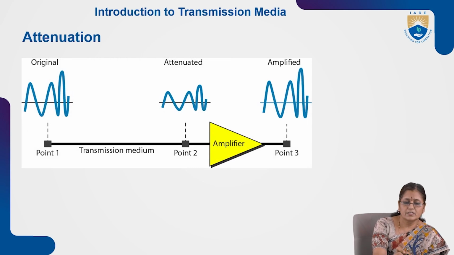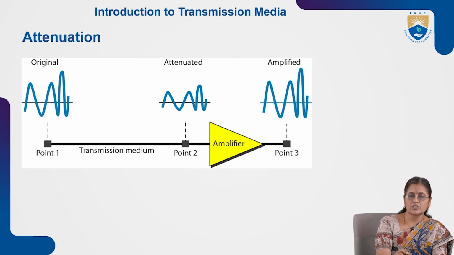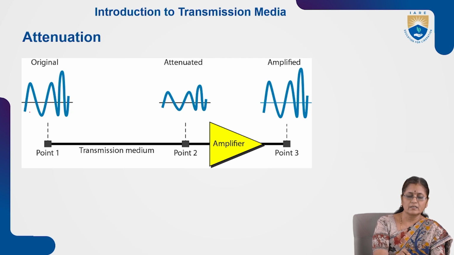So here, as you see, this is the original signal, with variation in its amplitudes. This is the original signal that we want to transmit, and at point 1 it is transmitted through the transmission medium, which may be optical cables or coaxial cables.